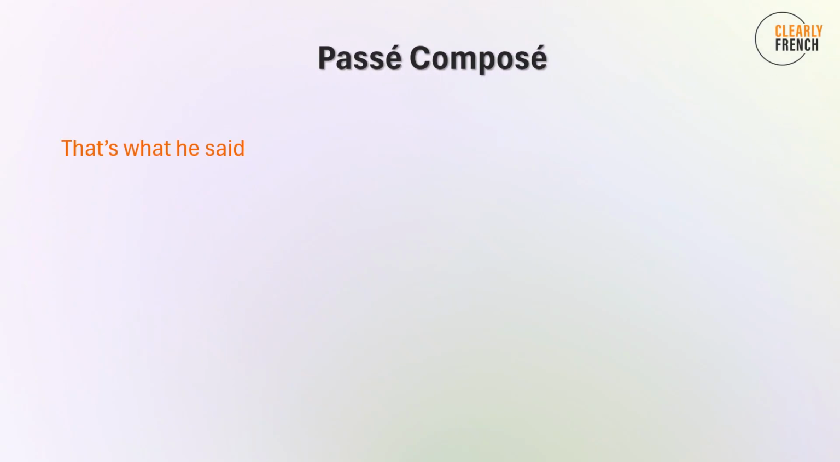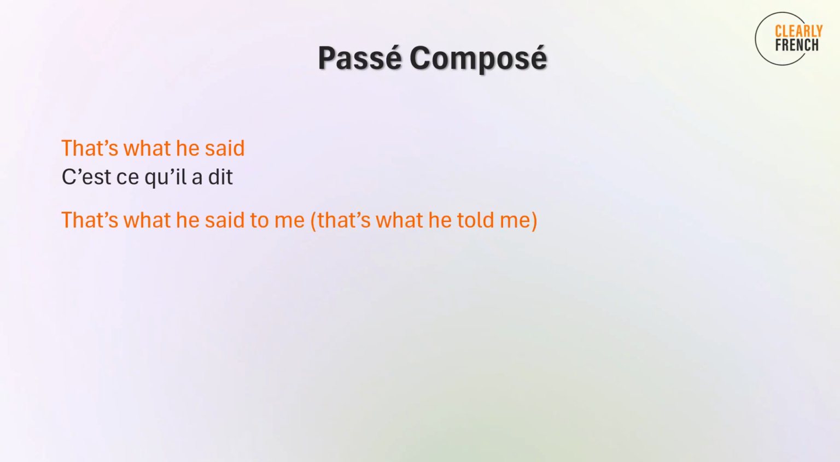Let's do the same with il. That's what he said. C'est ce qu'il a dit, because he has said in French. That's what he said to me, or that's what he told me. C'est ce qu'il m'a dit. And the to me becomes the M apostrophe because of the clash of vowels.